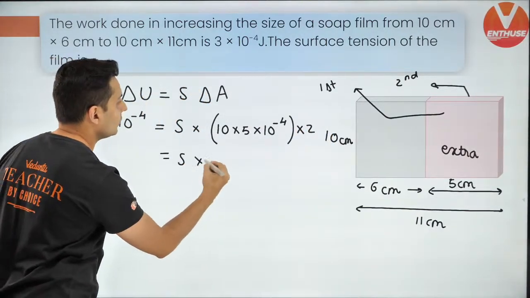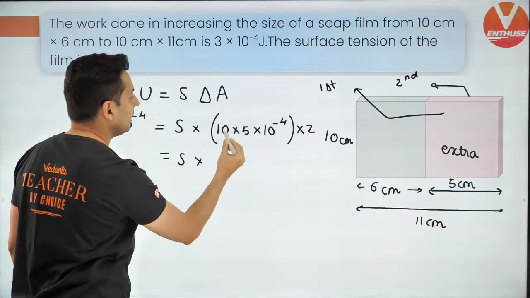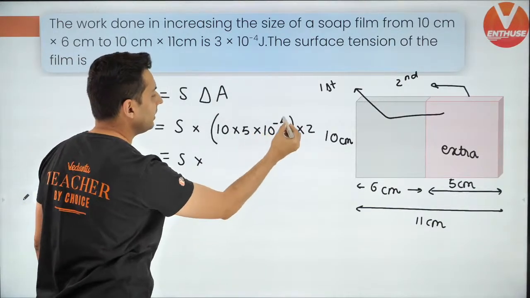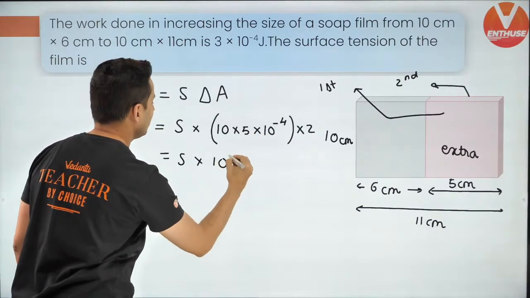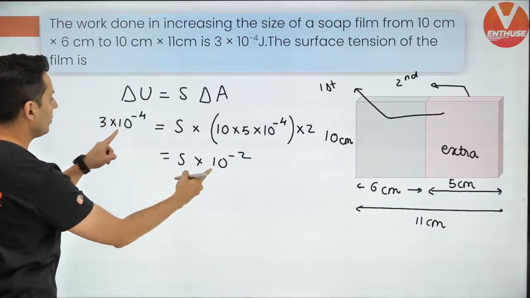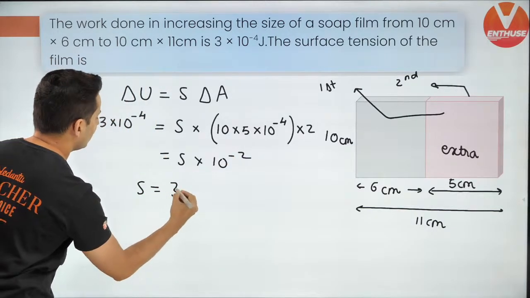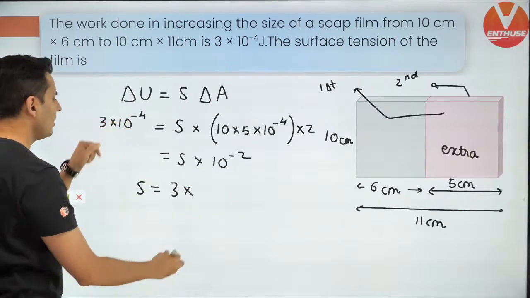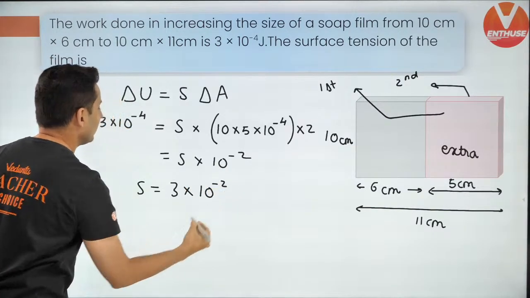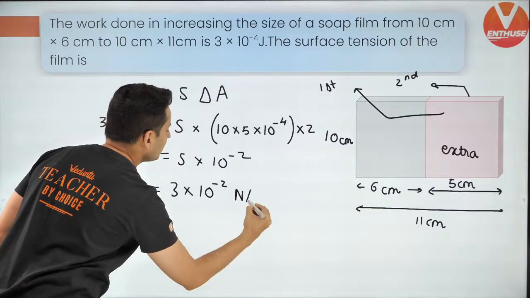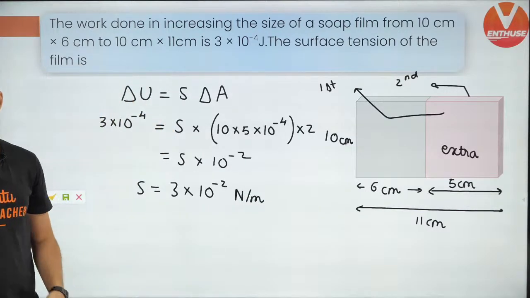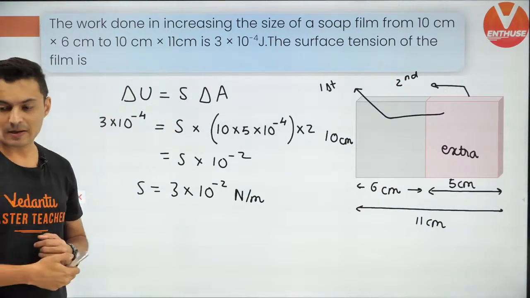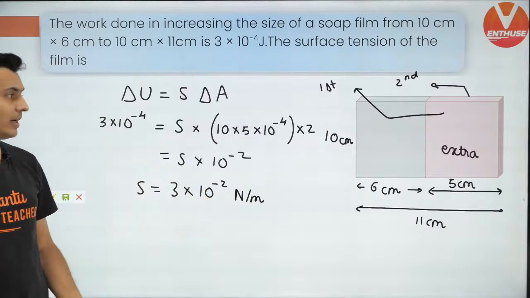So it will be S into 2 5s are 10. 10 into 10, 100. 100 into 10 to the power minus 4 is 10 to the power minus 2. Now S will therefore become 3 into 10 to the power minus 2. 10 to the power minus 2 will cancel. Only one of that 10 to the power minus 2 will remain. Remember, unit is Newton per meter. That is the answer. Okay, I hope this is clear. Yes, so 3 into 10 to the power minus 5.